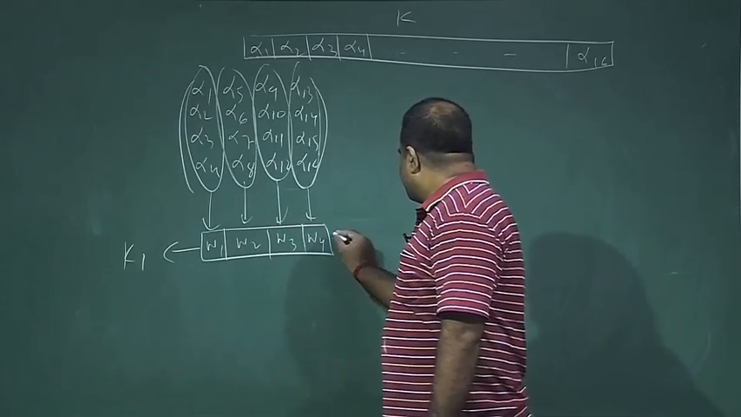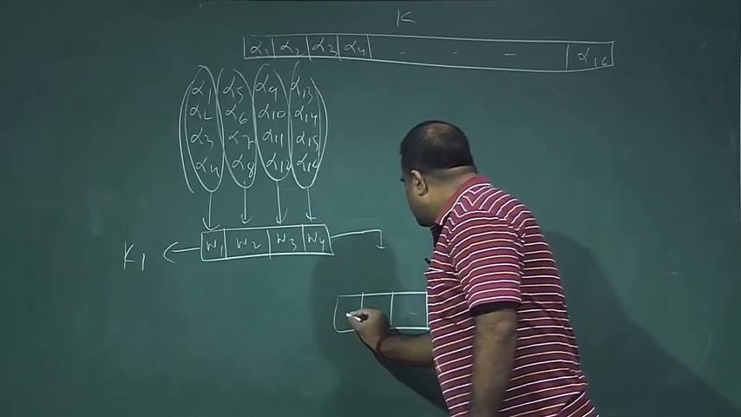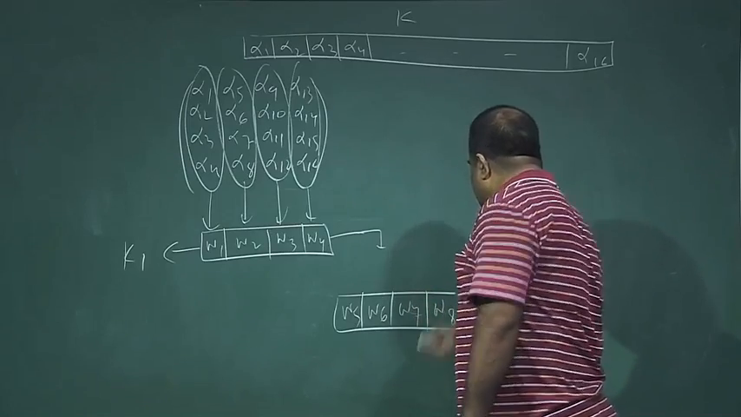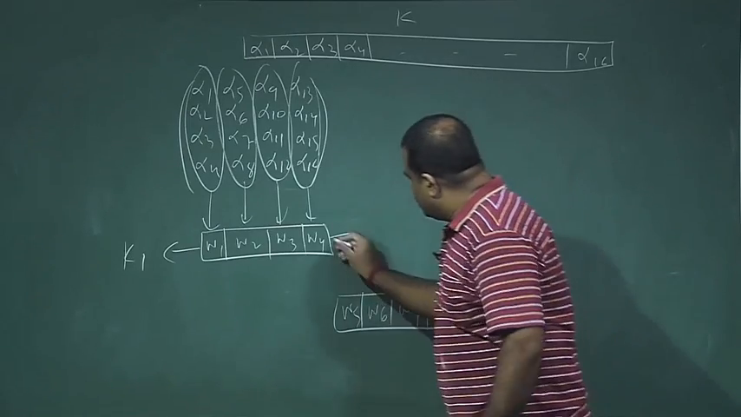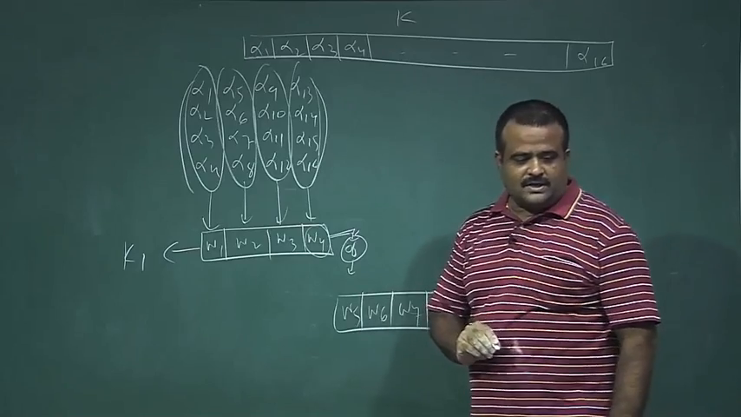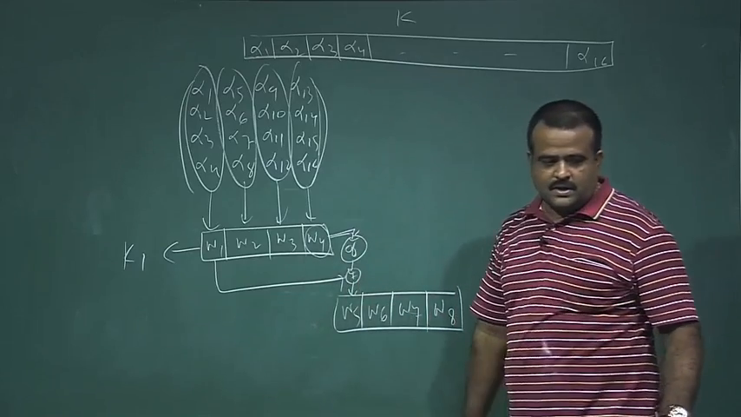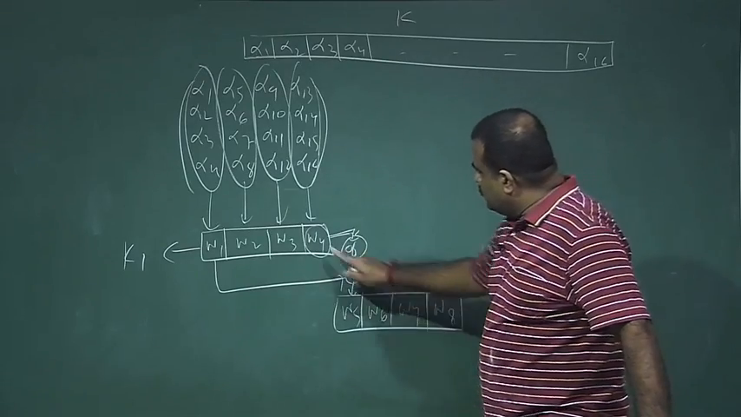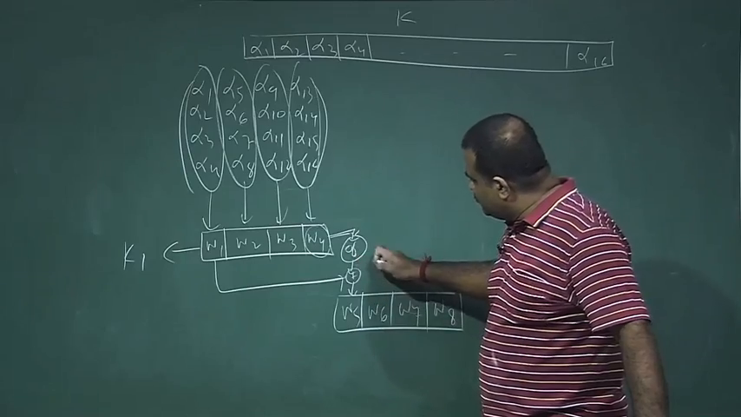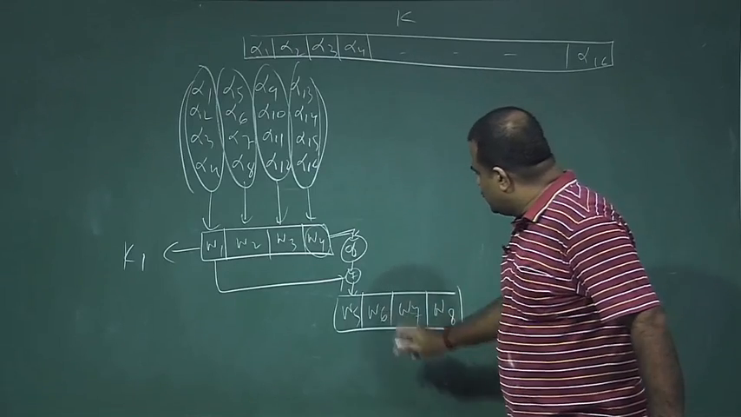To get K2, we have to get W5, W6, W7, W8. We take this W4 and apply a G function. We will discuss what this G function is. We take this W1 and XOR it with the result, and this is W5. So we take W4, which is 32 bit, apply the G function, which again gives 32 bit, XOR with W1 and we get W5.